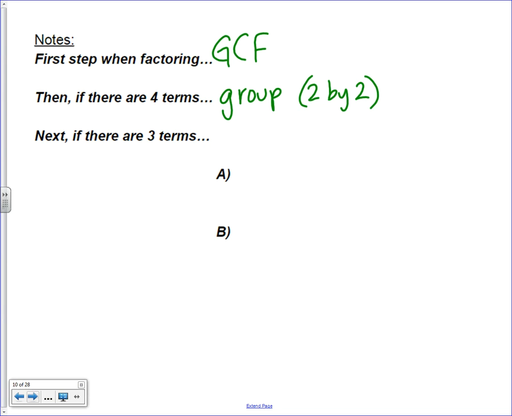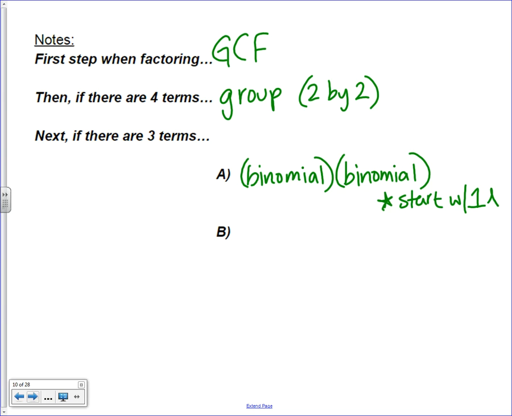Okay. Then if there's 3 terms, okay, now it is a binomial and a binomial. But we only go straight this way if it starts with a what? A 1. We only go straight here if it starts with a 1. Okay. If it doesn't start with a 1, what do we have to do? We have to slide and divide. And we use this if it does not start with 1.